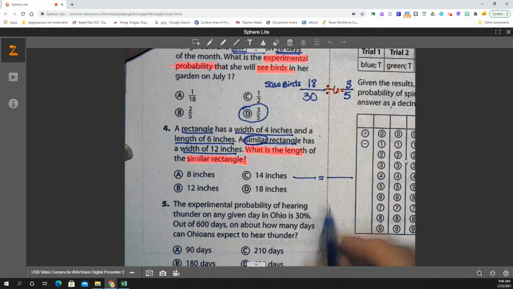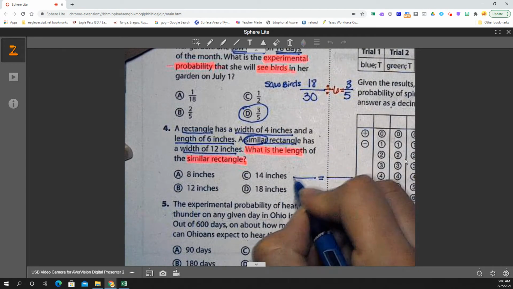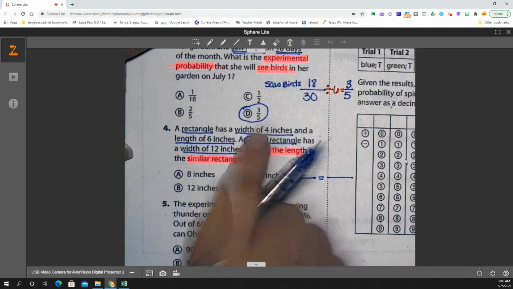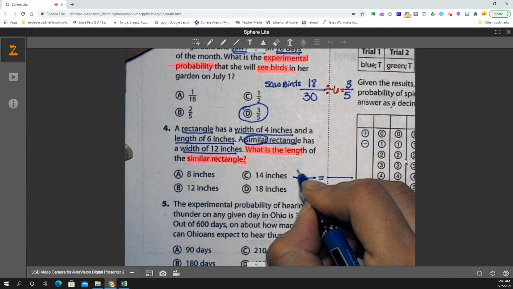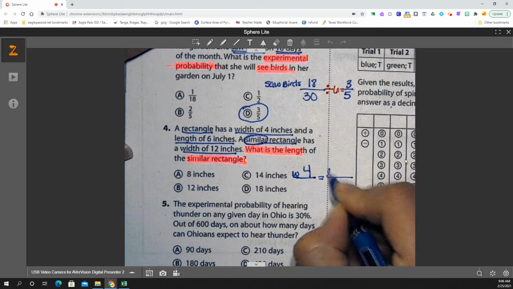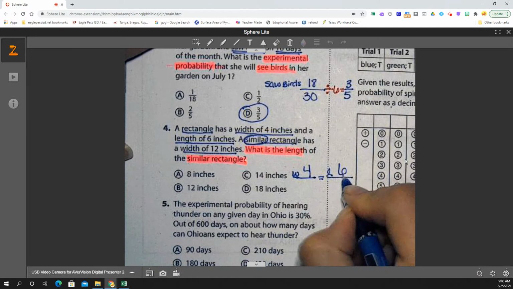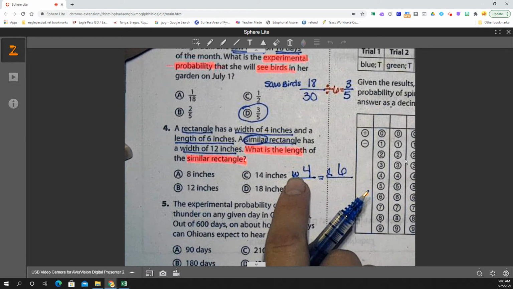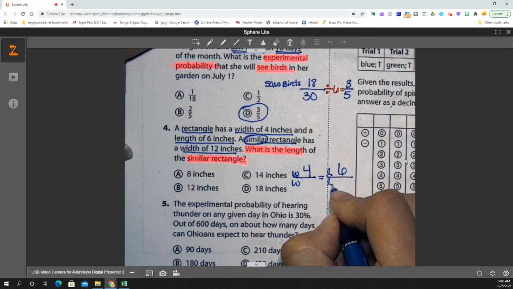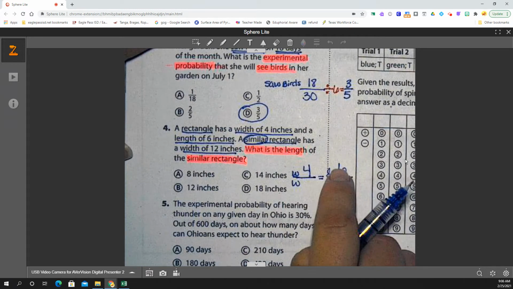Okay, so I'm going to say the first rectangle has a width of 4 and a length of 6. Okay, the first rectangle, width of 4, length of 6. I'm going to copy width and length. This top part is for the first rectangle.